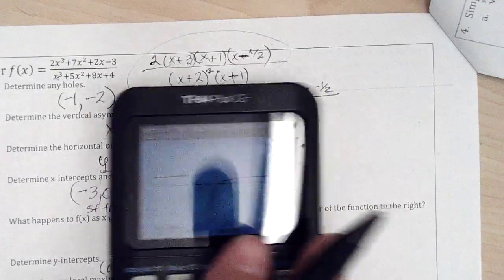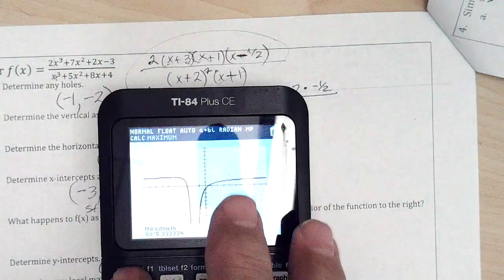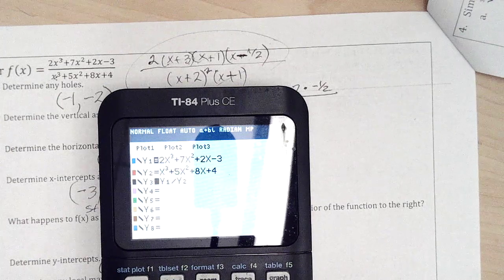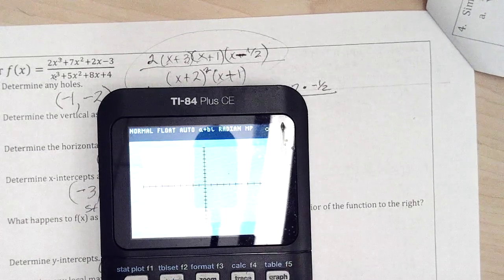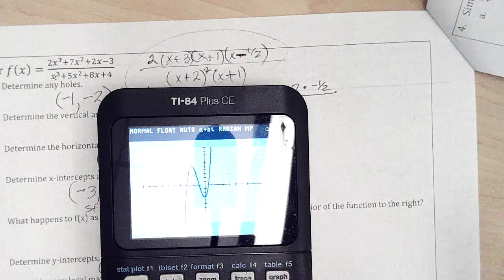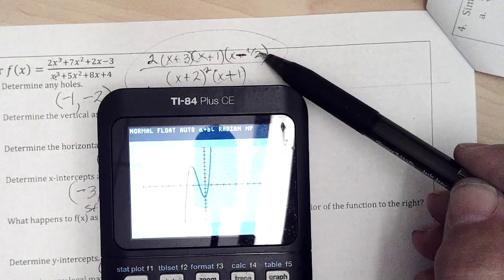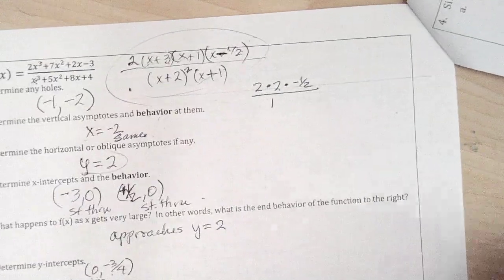Now I'm going to go back and check and make sure that is -1/2. I believe it is, so I'm going to turn that one on and turn this one off and graph. And it went through +1/2, so I should have written x - 1/2 originally. Okay, now we're ready to do some simplifying.